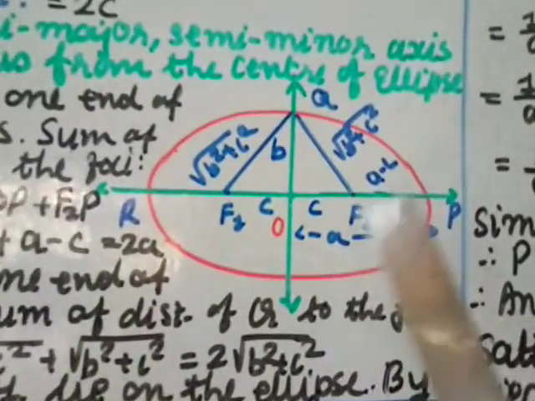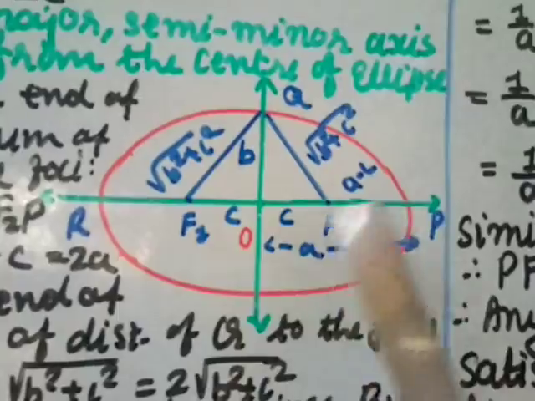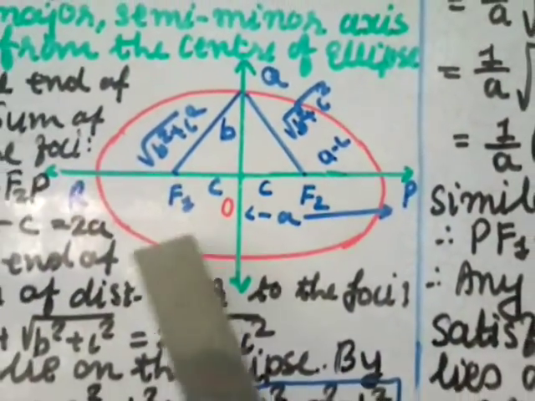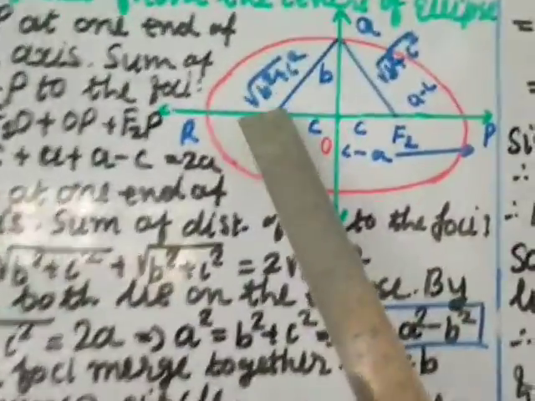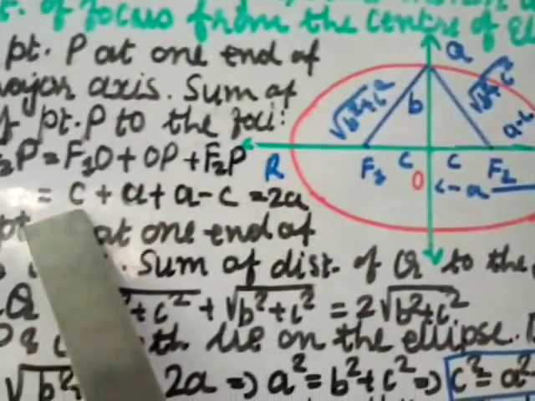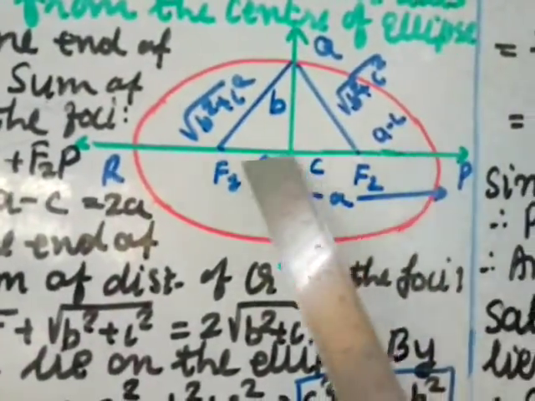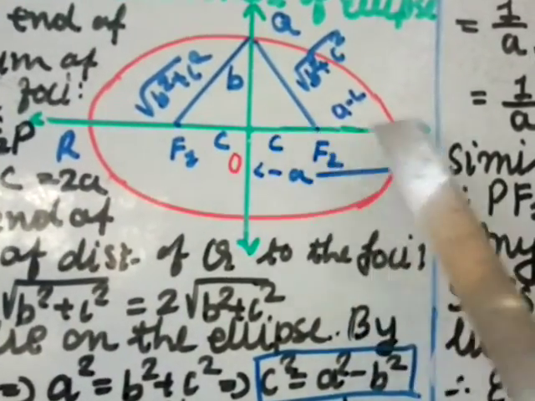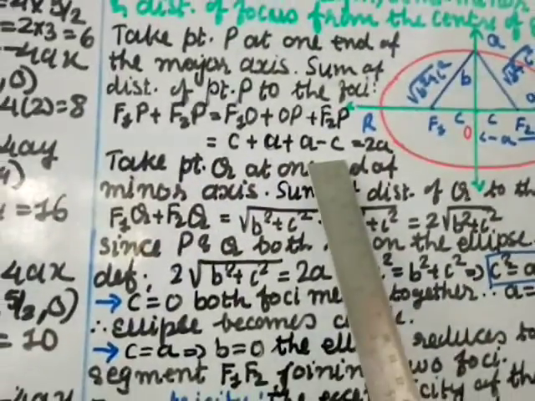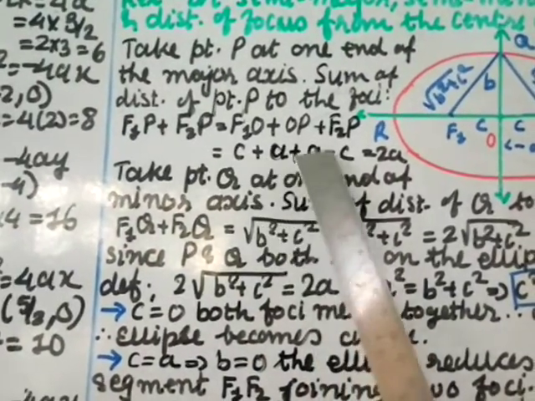So we can say F1P plus F2P. We are just taking the sum. So F1P plus F2P equals F1P, and F1P I can divide into two parts, that is F1O and OP. So I can write this as F1O plus OP, and F2P as it is. F1O, this distance is C, so we put here C. And OP, this distance is A, so we put A. And F2P, this distance is A minus C. If the total is A, then this is A minus C. So C plus A plus A minus C. So A plus A is 2A.